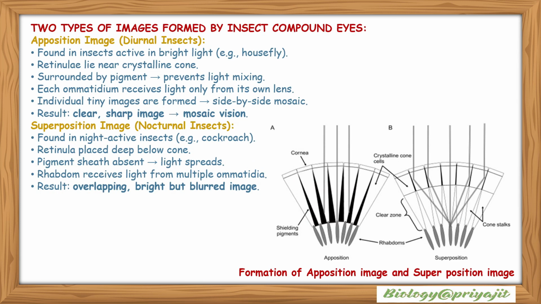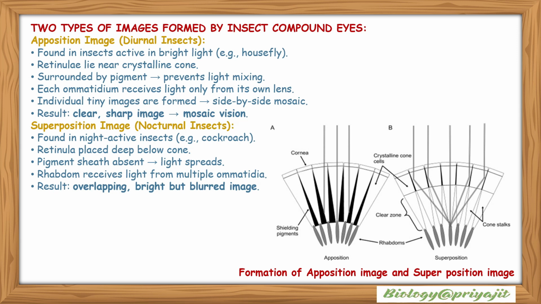Two types of images formed by insect compound eyes. First one is the apposition image, which occurs in diurnal insects. It is found in insects active in bright light, such as the housefly. The retinulae lie near the crystalline cone and are surrounded by pigment, which prevents light mixing. Each ommatidium receives light only from its own lens. So individual tiny images are formed and a side by side mosaic is formed. Result: a clear, sharp image and mosaic vision.